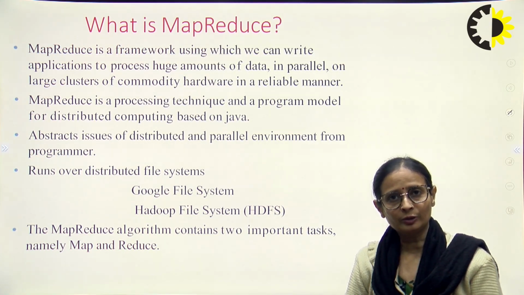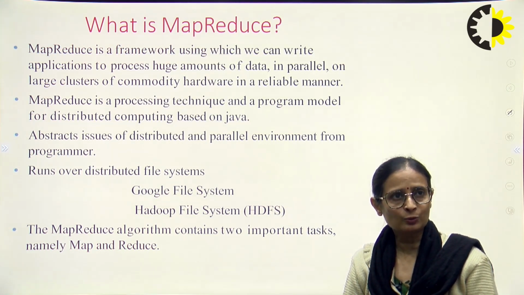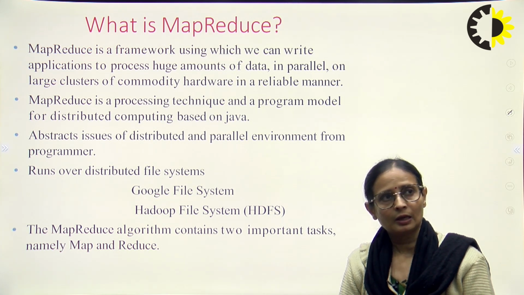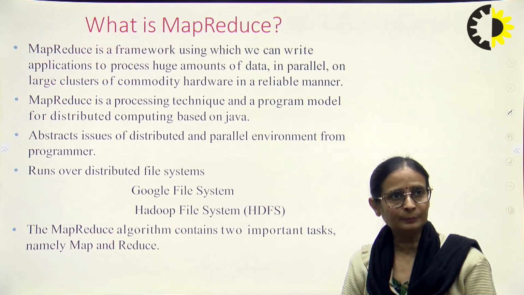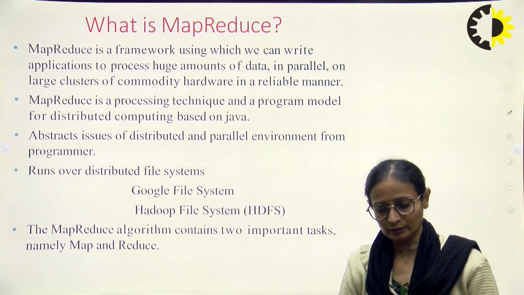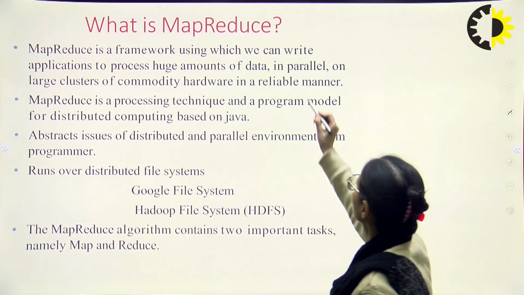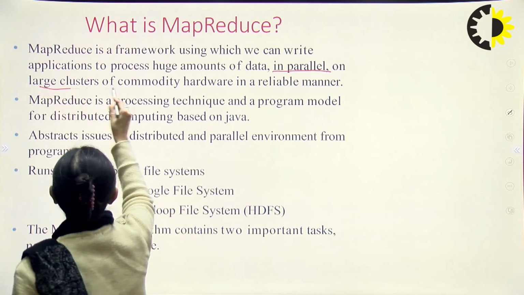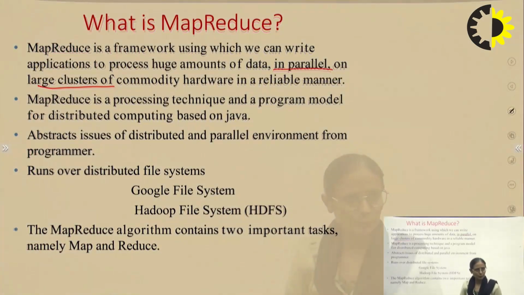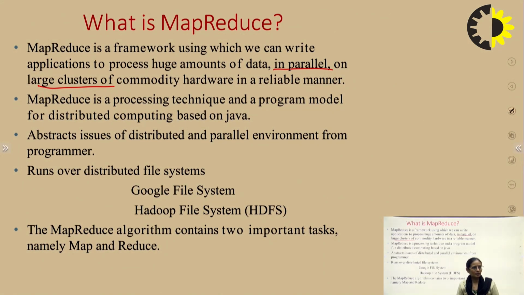When we say MapReduce, it is a framework which we use for writing applications to process huge amounts of data, that is, for analyzing big data. And when you are analyzing the big data, you are doing this operation in parallel, on large clusters where this data is stored, and these large clusters are comprised of commodity hardware. So MapReduce is a processing technique and a program model for distributed computing based on Java.